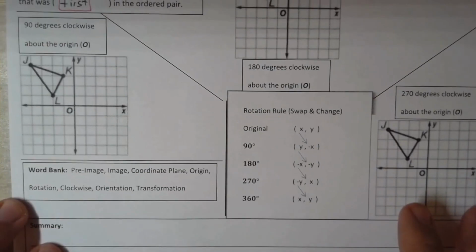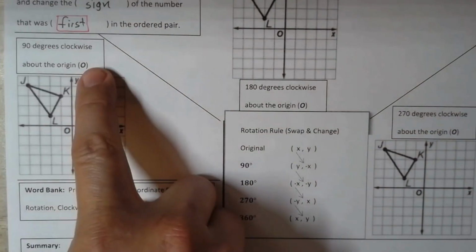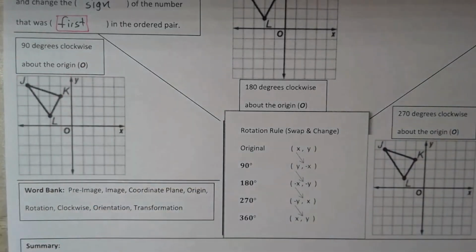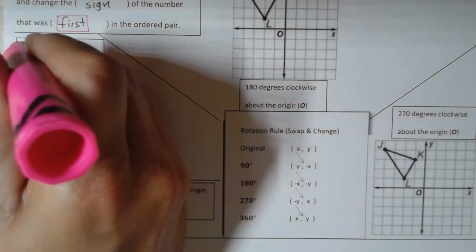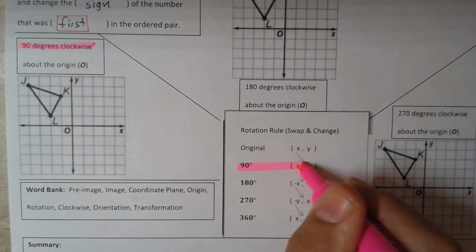So let's go ahead and take a look at this first one. Notice it says that I want you to do a 90 degrees clockwise rotation about the origin. Alright, so I'm going to start out. I do notice that this says that it wants me to go 90 degrees clockwise. In other words, this is the rule I'm going to be using.